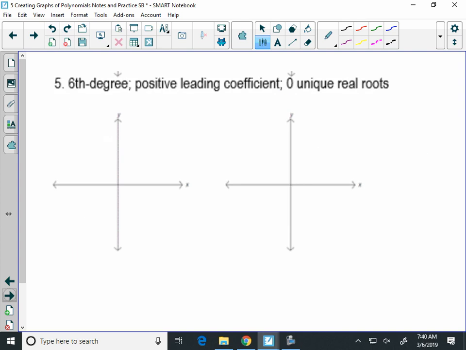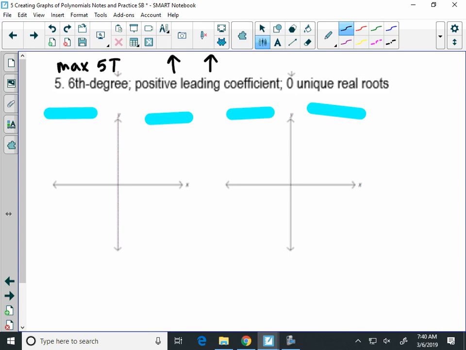All right, number 5, 6th degree, positive leading coefficient, 0 unique real roots, so no x-intercepts. 6th degree, 6 is even, positive leading coefficient means both arrows are going to point up. And 6th degree means that you could have a maximum of 5 turning points. So if both arrows go up, I'm going to just turn. I'm never going to cross the axis, but I'm going to come down and do 1 turn, 2, 3, 4, and 5. That would be your polynomial.